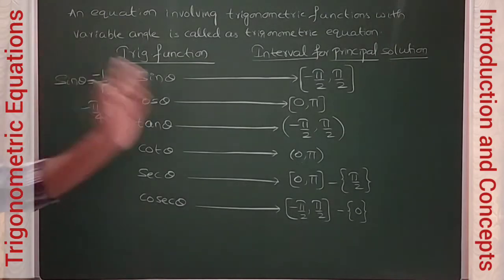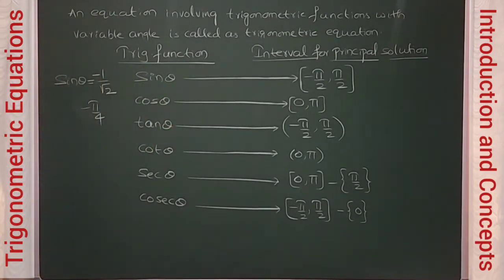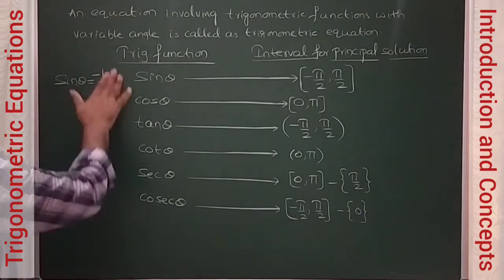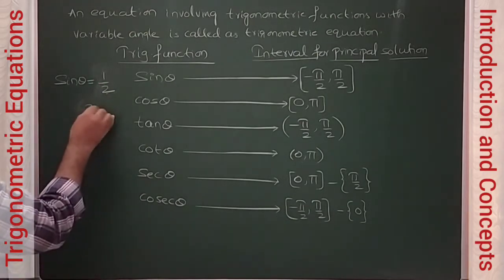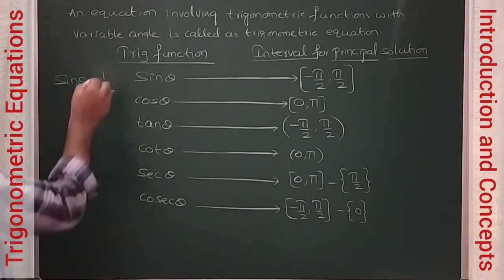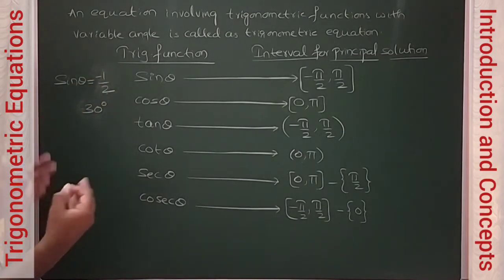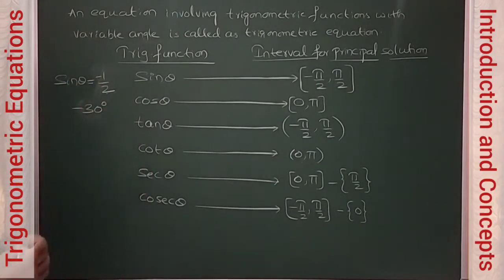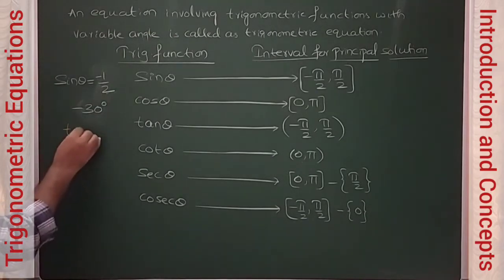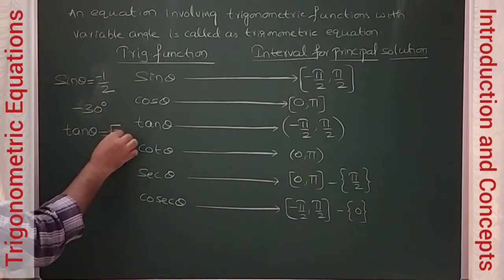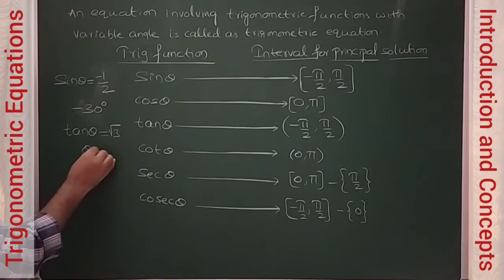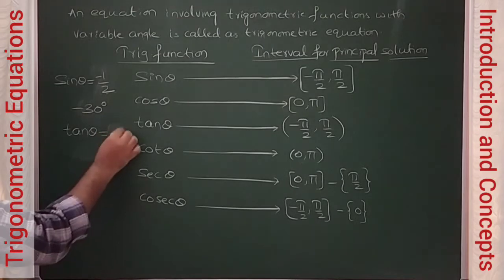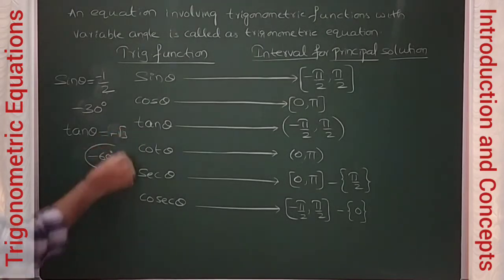So for sine and tan, the same principle is applicable. For example, when sine theta is equal to 1 by 2, it is obtained for 30 degrees. If sine theta is minus 1 by 2, the principal solution will be taken as minus 30. The same is applicable for the tan function also. If tan theta is root 3, tan theta root 3 means theta is 60, you will take as the principal solution. If tan theta is minus root 3, minus 60 is the principal solution.